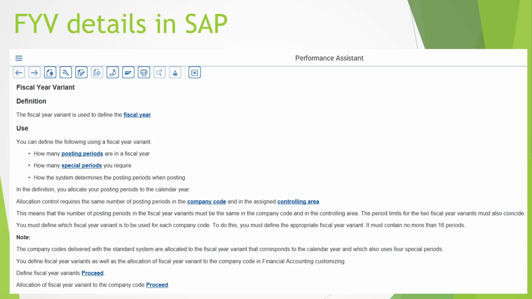To do this, you must define the appropriate fiscal year variant. It must contain no more than 16 periods. In any fiscal year, the maximum number of posting periods you can have is 16. So 12 plus a maximum of 4 special periods. So the max limit is 16. You cannot have 17, 18, 19, 20 kind of thing. Not possible.